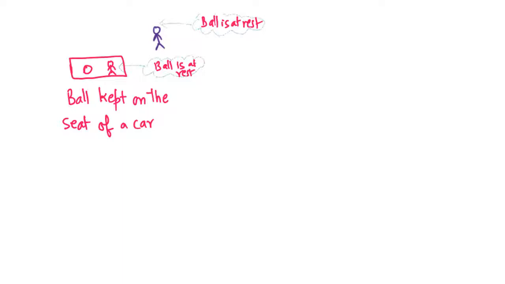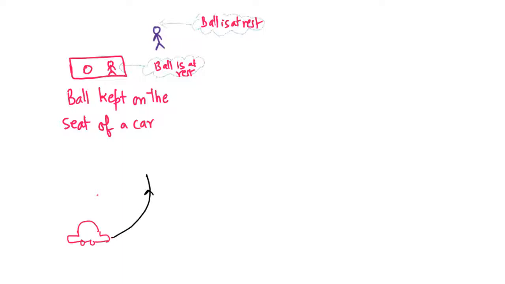The observer who is outside the car is at rest, and the observer who is inside the car has the same motion as that of the car. Right now the car is at rest, so the ball is also at rest, and both of them have the same observation, that is, the ball is at rest.